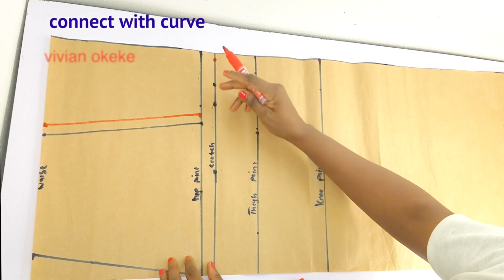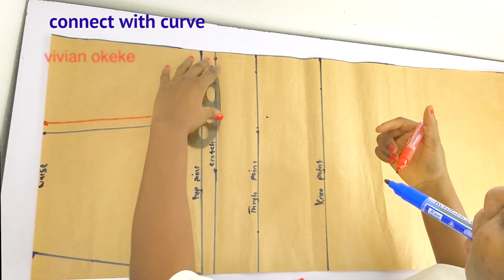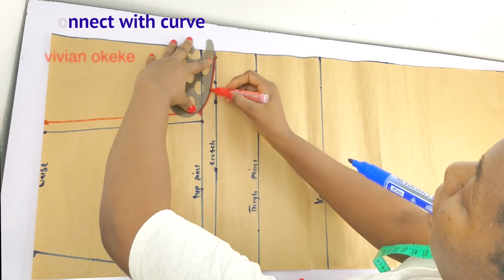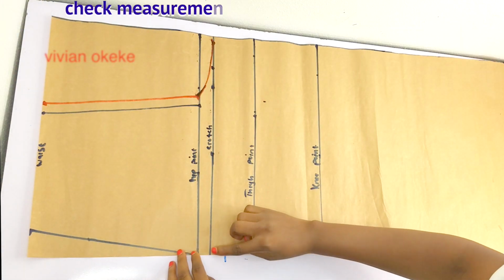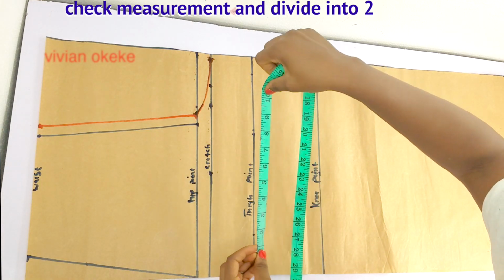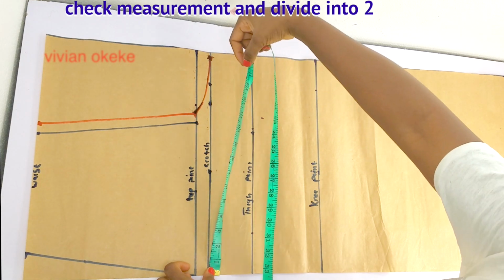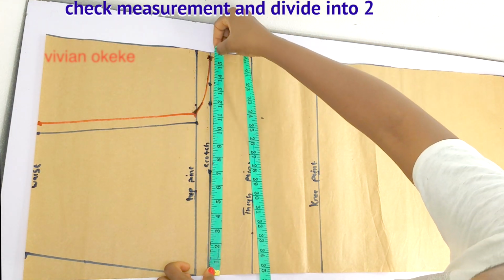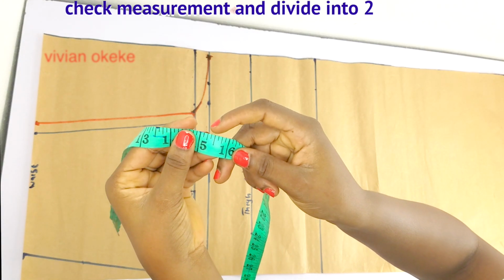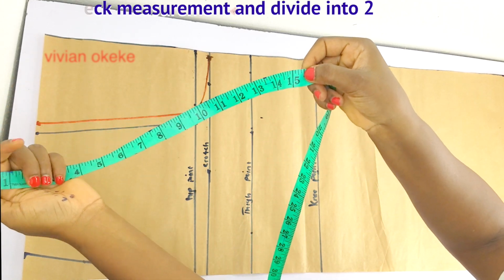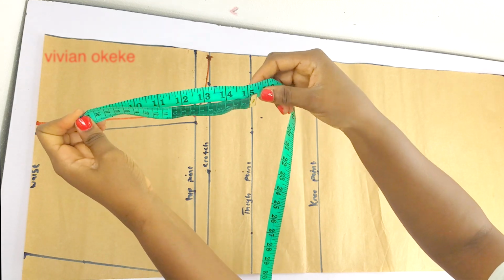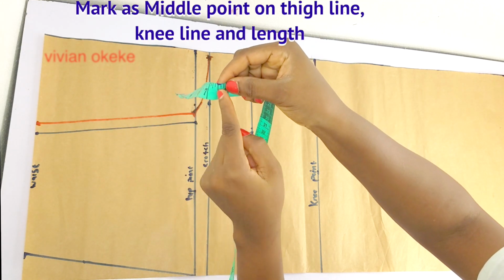And I'm just going to connect the hip line to the crotch with a curve. So if you don't have a curve ruler, just go ahead and use your free hand to do this, but make sure you get a curve there. And now I'll go ahead and place the tape on my crotch line just to find out what I have there. So I'm just going to find out the measurement I have there. And I got 15.5 inches. So I'll go ahead and divide the 15.5 inches by 2, like this. And now this is my middle point. I'm going to go ahead and mark 7.5 inches and a point as my middle point.